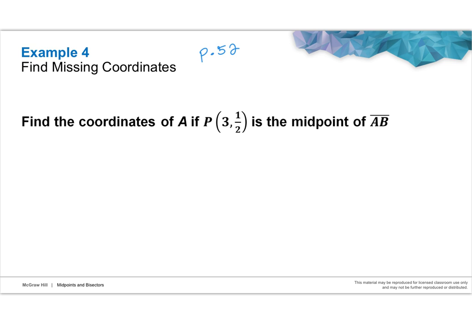All right, I'm on the top of page 52 with example 4. This time we're going to be finding some missing coordinates, but not of the midpoint itself. It says find the coordinates of A if P (3, 1/2) is the midpoint of AB, and we know that B has coordinates of (8, 3).